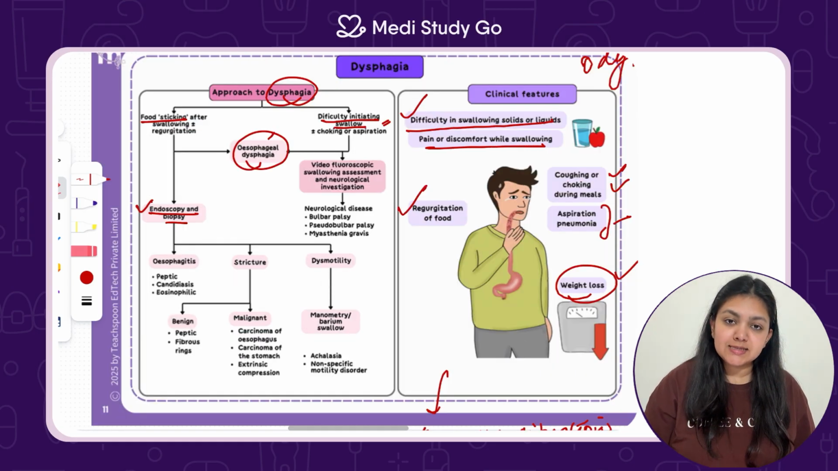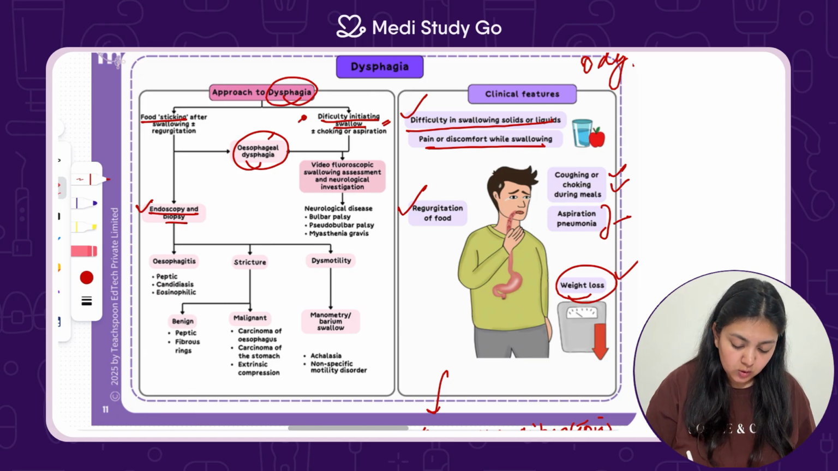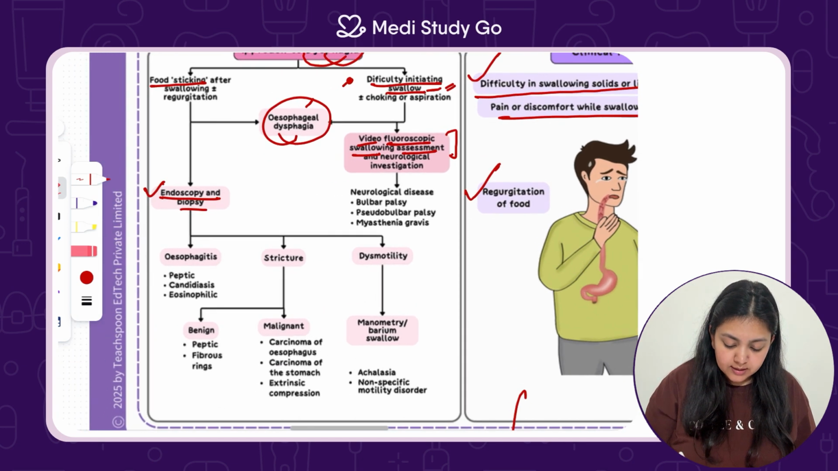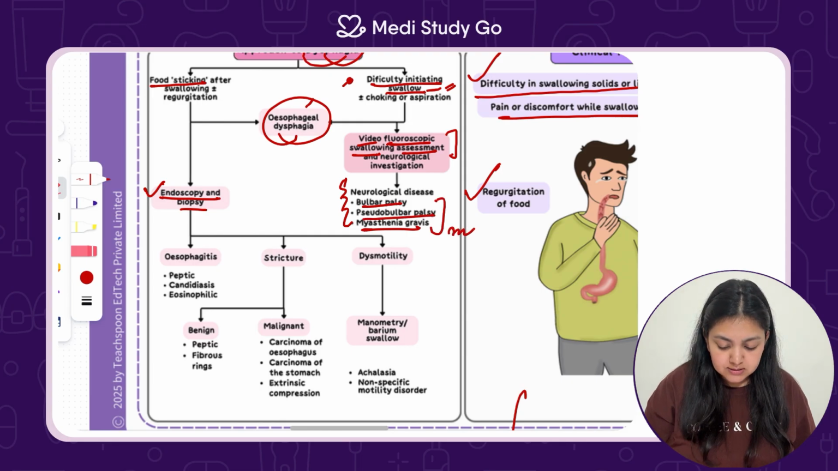So if the patient says he's actually having difficulty in swallowing and initiating the swallowing, you need to do a video fluoroscopic swallowing assessment, because they will put a dye inside, you'll scan it through an imaging machine and then you'll be able to see where exactly the obstruction is happening and where exactly the patient is having the difficulty which is causing dysphagia. Also there can be some neurological diseases like bulbar palsy, as I mentioned before, myasthenia gravis and pseudobulbar palsy, where the muscles are affected and peristalsis will get affected.